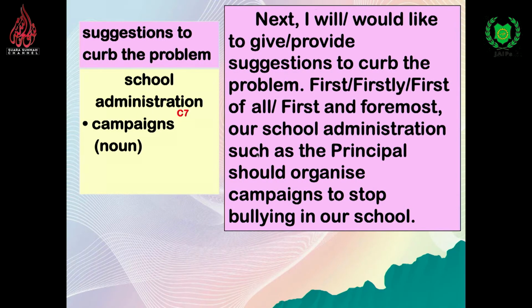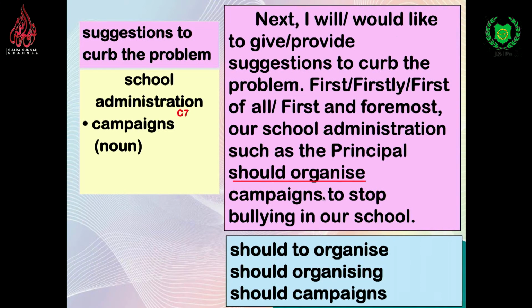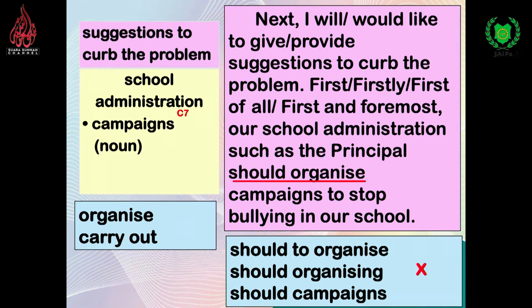Now, I like it if you can add an example using connectors like such as. It makes your sentence longer and better. So, for example, I will read one of these. First and foremost, our school administration, such as the principal, should organize campaigns to stop bullying in our school. So you see, it sounds very nice. And there is no mistake because the modal verb should is used correctly with the verb organize. Some of you would write should to organize, should organizing, and should campaign, but campaign is not a verb here, it is a noun, so it's wrong. Sometimes you can also change organize to carry out. For example, you can say should carry out campaigns to stop bullying in our school. You can also do that.